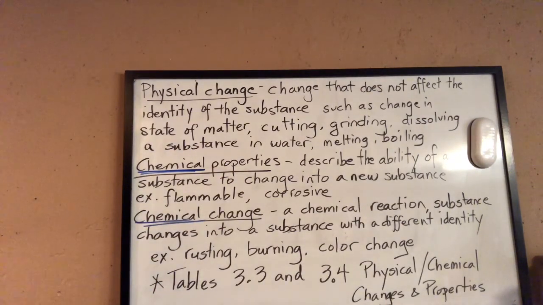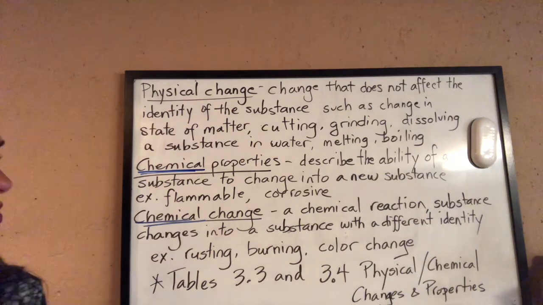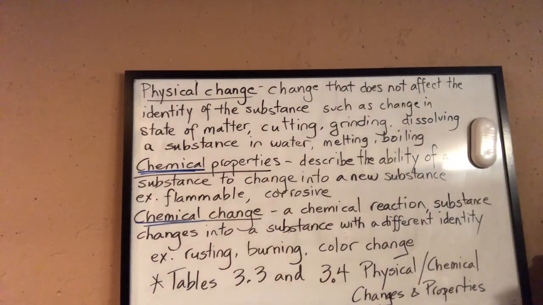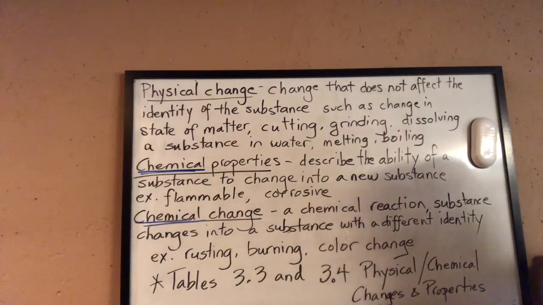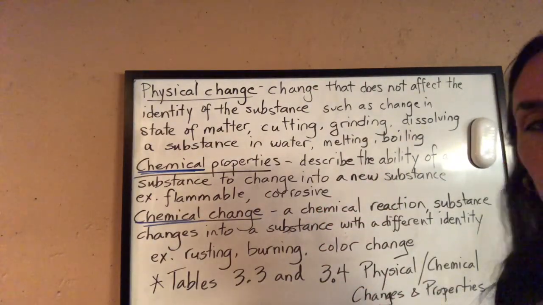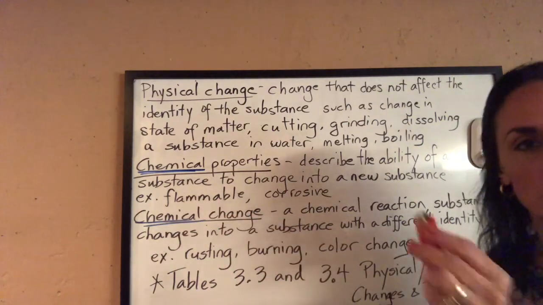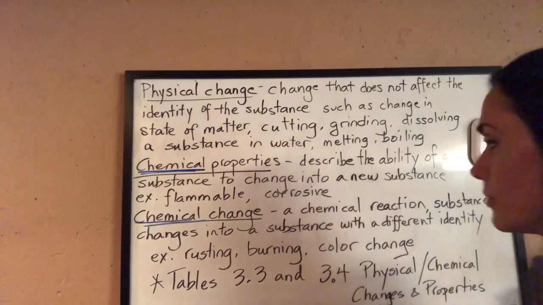Okay. Then you have the term chemical properties and chemical change. This describes something a little different. Chemical properties describe the ability of a substance to change into a new substance. When you buy a material and it says that it is flammable, okay, maybe you have a lighter to light candles at home, and one of the warnings on here is that it's flammable. Well, it means that it can catch fire. Okay, the butane lighter fluid in here is flammable.